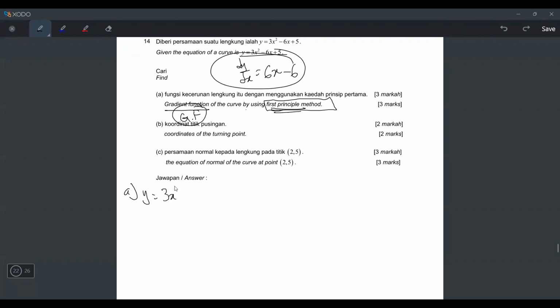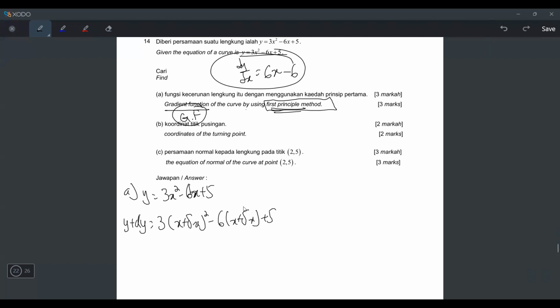y equals 3x squared minus 6x plus 5. So they ask for what? The first principle method. So how do we do the first principle method? Okay, let me tell you the steps. The step is to change the y to y plus delta y and change the x to x plus delta x. So the x here will become x plus delta x. And then this x also will change to x plus delta x. Okay, and then plus 5.